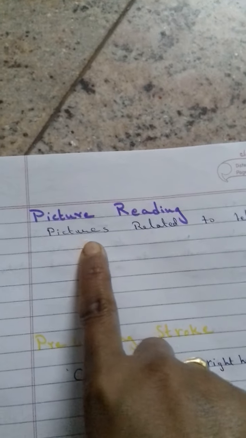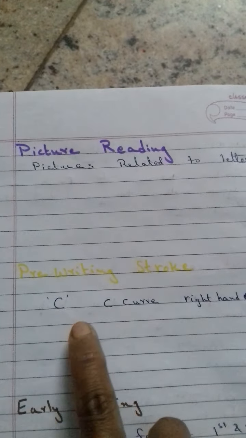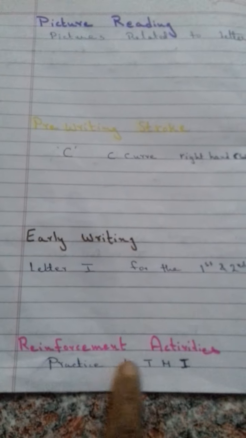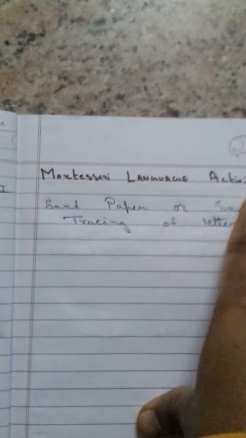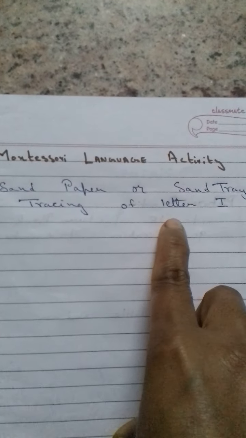Then in picture reading, that is the English picture reading book, pictures related to letter I. In pre-writing stroke, it is C stroke or C curve, that is the right hand side curve. Then in early writing, letter I for the first and the second week. In reinforcement activities, you can make the child practice writing letter L, T, H and I. Montessori language activities, sandpaper or sand tray tracing of letter I.